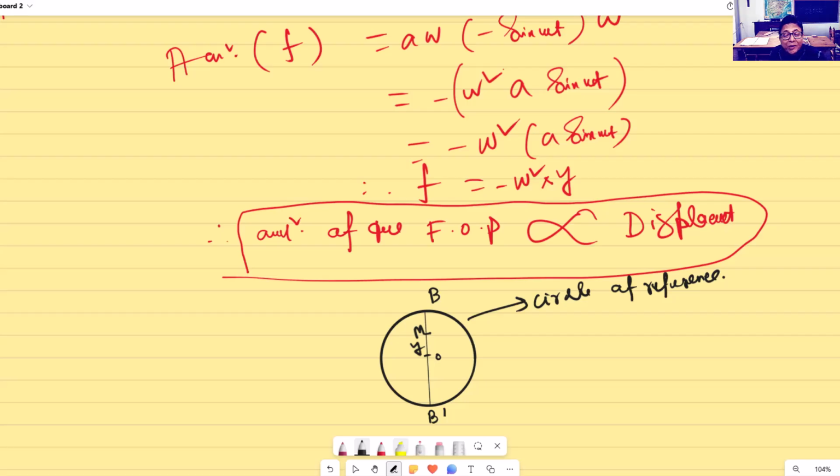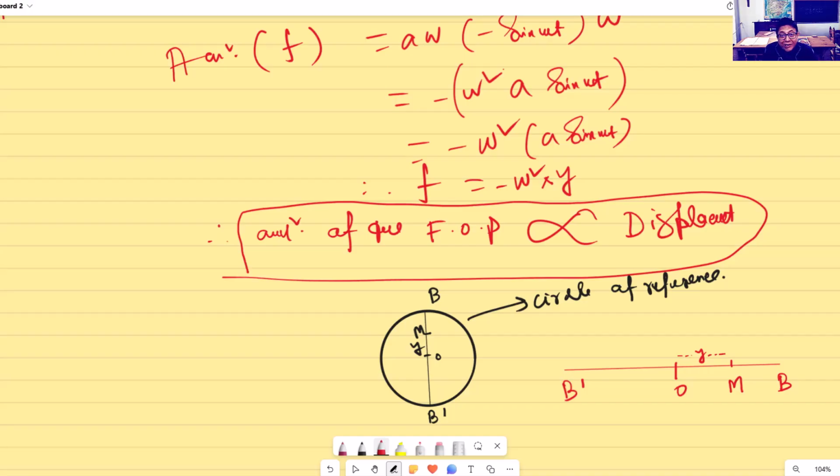Now, what I am doing there, for simplicity of our calculation or to study the motion properly, I am taking this projection of the diameter on horizontal direction. This is BOB dashed. This part is our M, which we have taken as Y here. Okay? Y is the displacement.